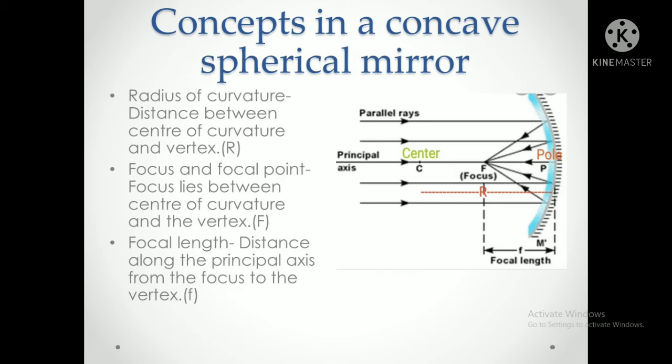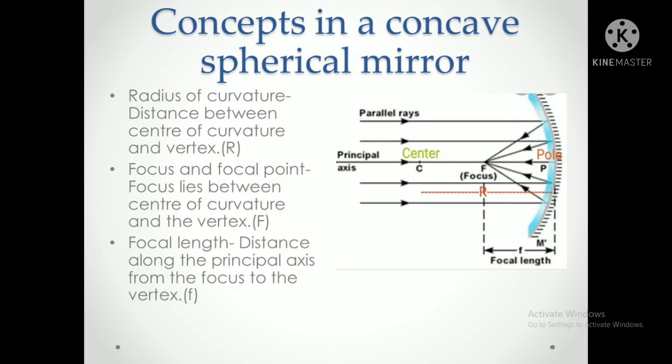Focus lies between the center of curvature and the vertex. That is the focus, F. And the focal length is what? The distance along the principal axis from the focus to the vertex. That is small f. Have you seen it in the diagram? Focal length, small f, from F to P, meaning the vertex.